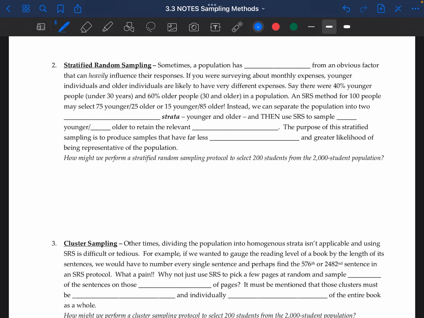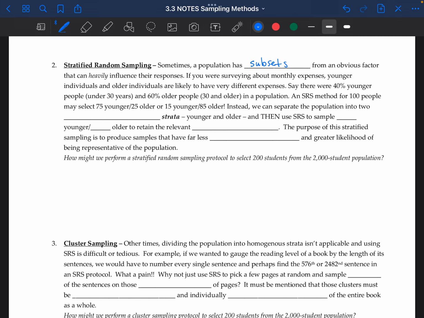All right, let's move on to the next one. Stratified random sampling. Sometimes a population has what we call subsets, an obvious factor that can somehow affect these things. So if you're surveying, let's say, monthly expenses across the whole American population, a younger person might have different monthly expenses than an older person.